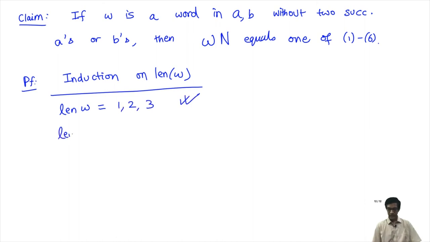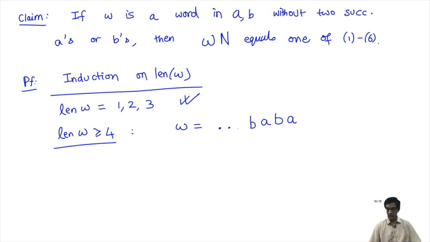Now suppose W has length at least 4. Then what does W look like? Well, remember it's a word with A's and B's, with no two successive A's or B's. So, for example, suppose the last letter was an A. We can repeat the same argument with B as well. If the last letter is an A, then the letter preceding it must be a B, then again A, and remember the length of W is at least 4, which means I surely have at least one more B.